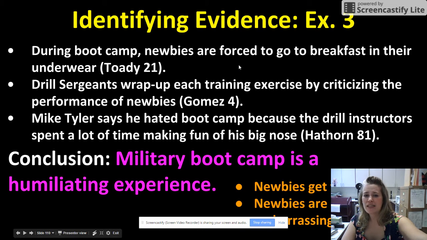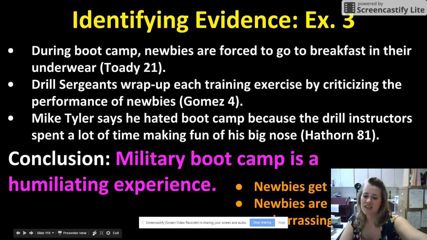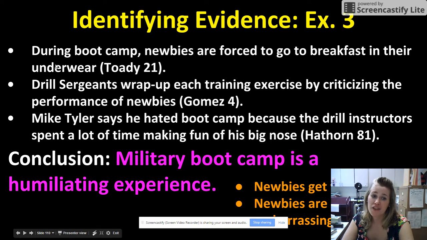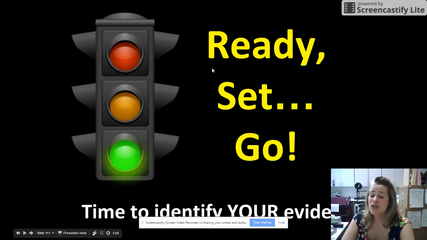And then this top example, it says they're forced to go to breakfast in their underwear. Well, if I kind of summarize and generalize that, I could say they're forced to do embarrassing things. And I'm going to hope in my notes that I have other examples of embarrassing things newbies are forced to do. So are you ready?